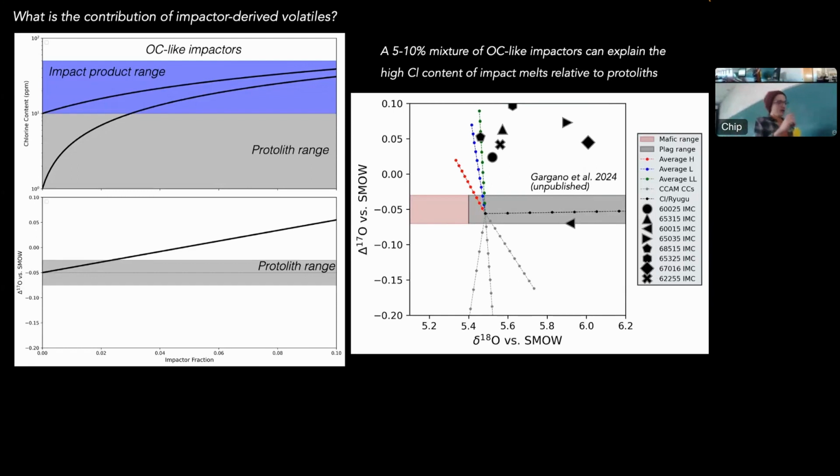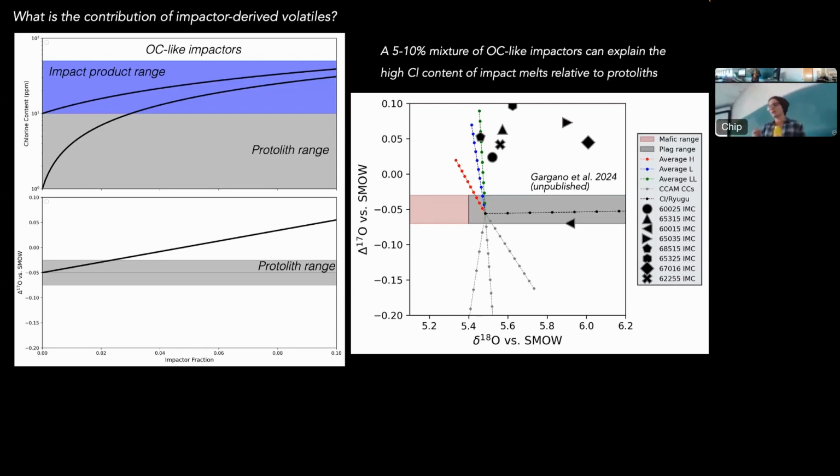The gray bar on the bottom is showing you the range of protoliths ranging from 1 to 10 ppm. So a protolith with no impactor component exists between this range. And as we add the impactor component we have identified via oxygen, we can see that the impact product range seen in the horizontal blue bar can be easily explained by adding this minor impactor component to it.